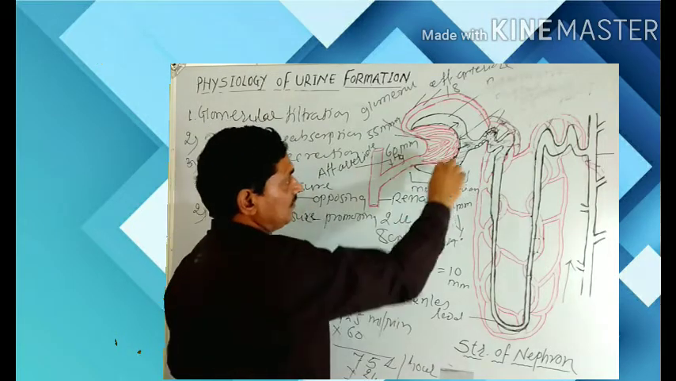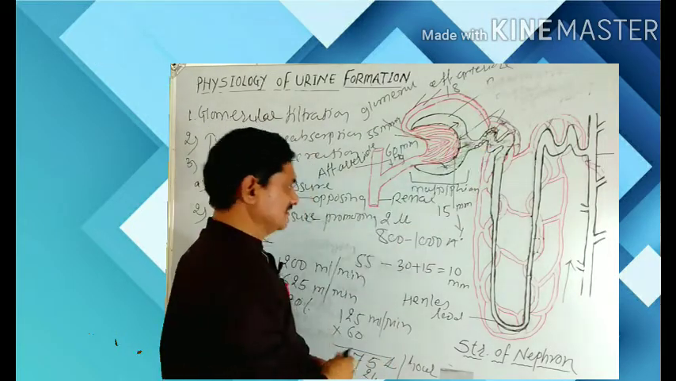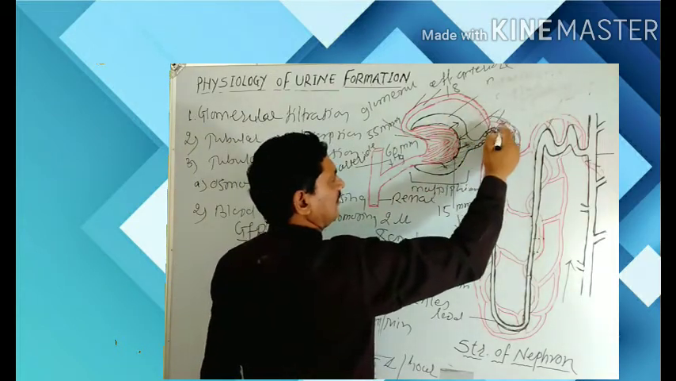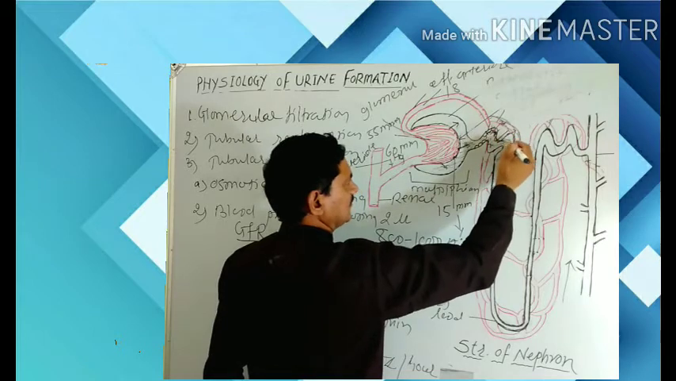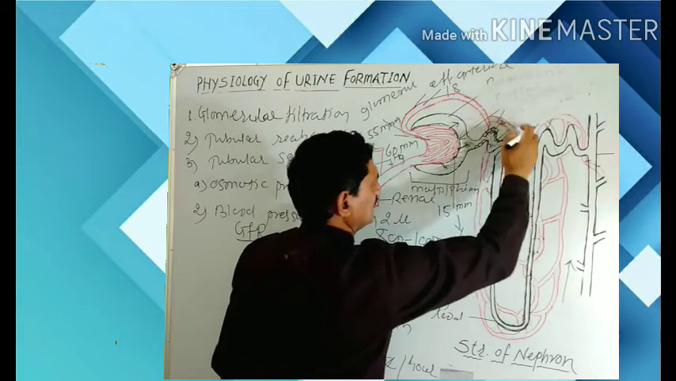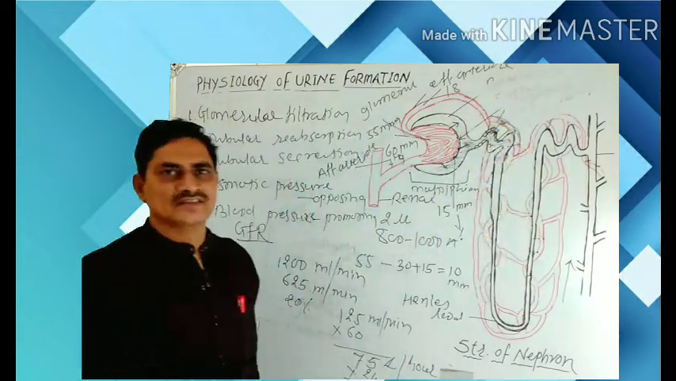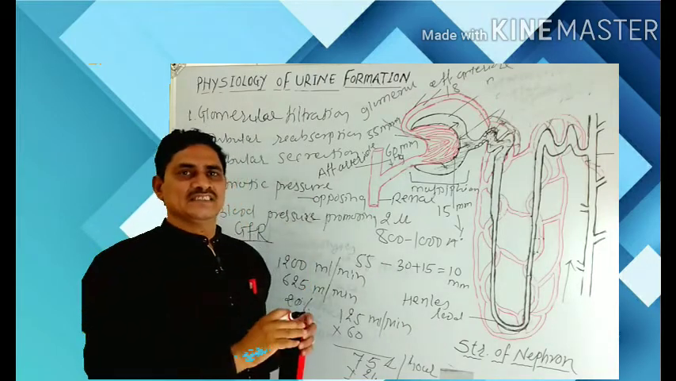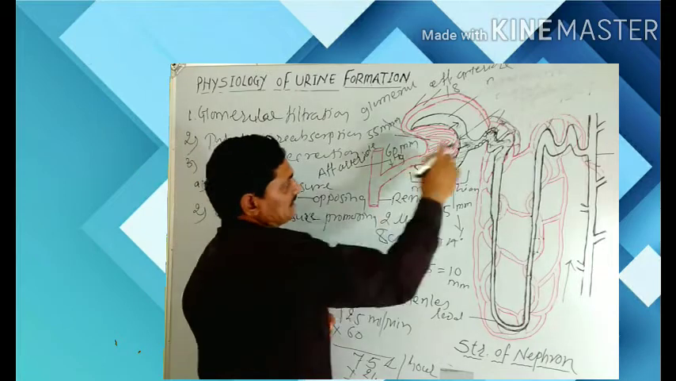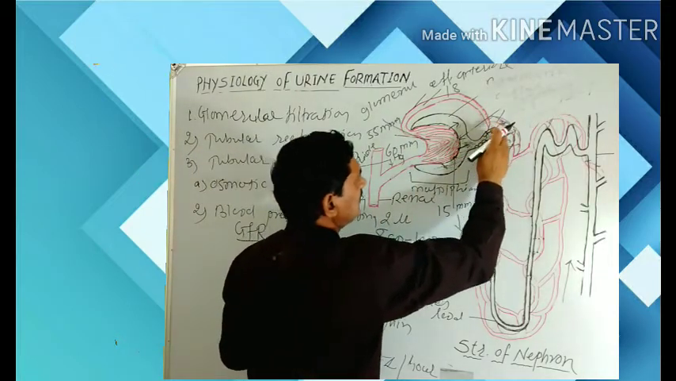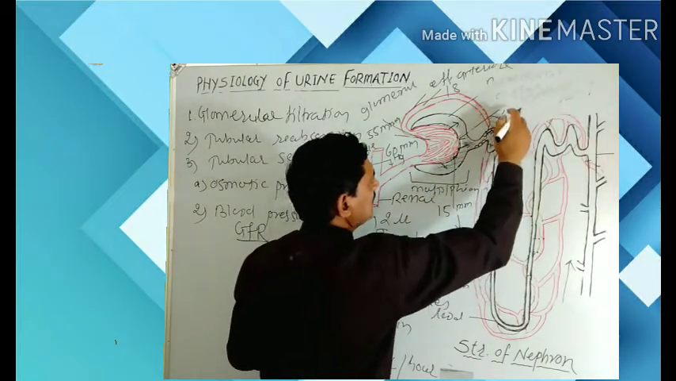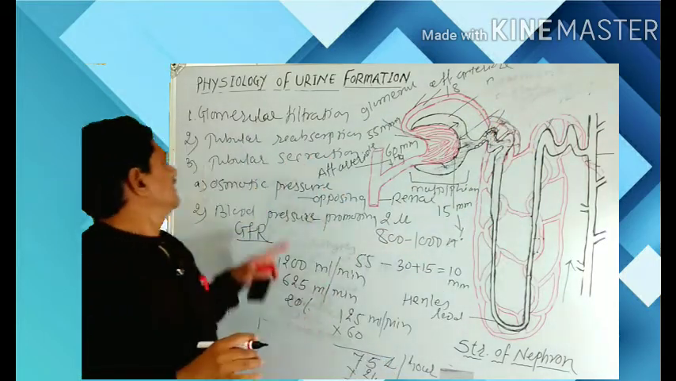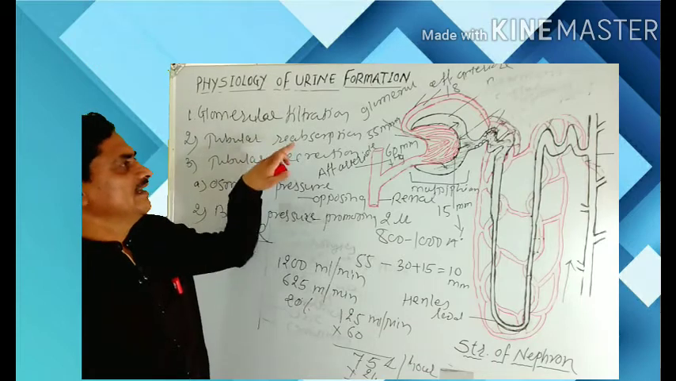So, many of the useful substances are absorbed from the lumen of the proximal convoluted tubule and enter into these blood vessels. The useful substances which transport from the lumen to the peritubular capillaries, this is the tubular reabsorption.